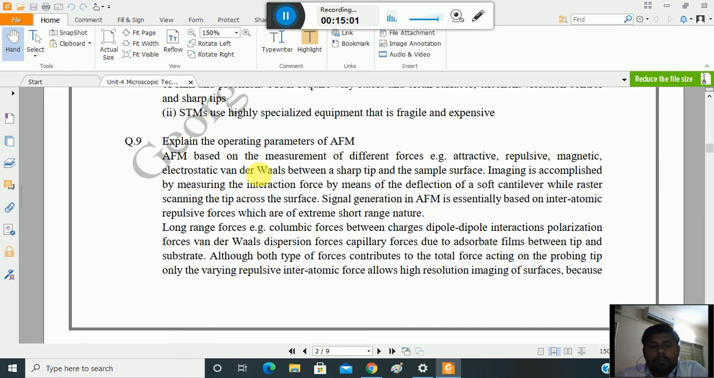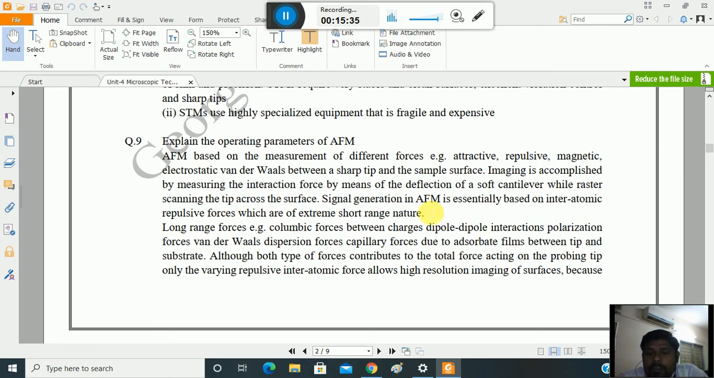Now, the operating parameters of AFM. As I told you earlier, AFM depends on the force of attraction and force of repulsion between the tip and the surface of the sample. Here some forces are given to you. AFM is based on the measurement of different forces like attractive, repulsive, magnetic, electrostatic, van der Waals force between the tip and the sample surface. Imaging is accomplished by measuring the interaction force by means of the deflection of the soft cantilever while rastering the tip across the surface.